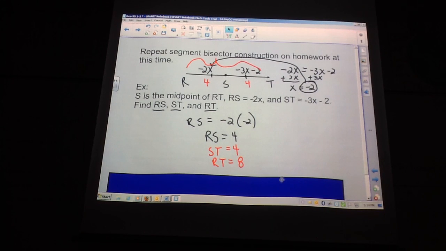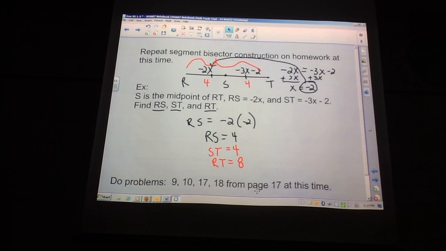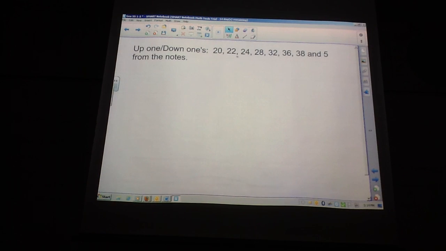So I'm going to go ahead and reveal the problems now. Go ahead and do those from page 17. And the up ones, down ones, go ahead and write them down. Towards the end of this hour, we'll go ahead and play up ones, down ones. And that concludes lesson 1-2.